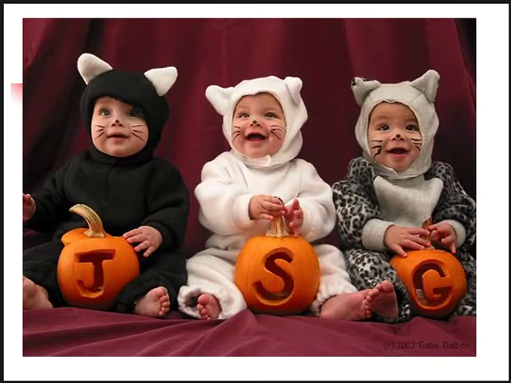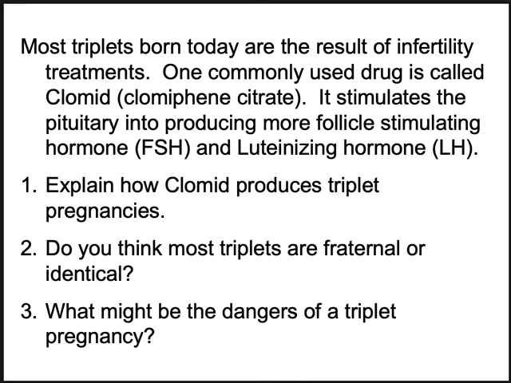Okay, time for cuteness. Aren't these babies adorable? Okay, so most triplets born today are the result of infertility treatments. One commonly used drug is called Clomid. It stimulates the pituitary into producing more follicle-stimulating hormone, FSH, and luteinizing hormone, LH. So I want you to explain how Clomid produces triplet pregnancies. Why is it more common to have triplets when you're on fertility treatment?